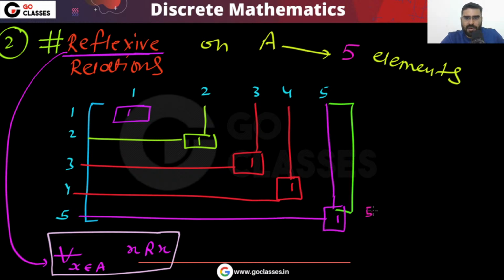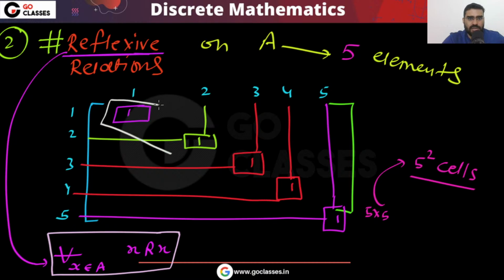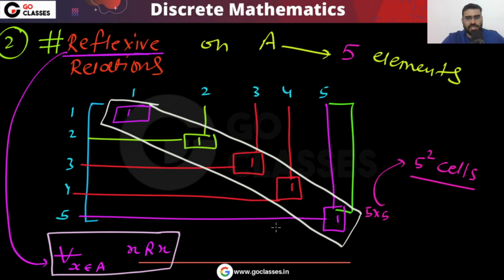So you can notice this is a 5 by 5 matrix. In this you have total 5 square, that is 25, cells. Out of these 5 square cells, you can see this diagonal is fixed. We cannot change the diagonal, right? This diagonal is fixed because we want to count the number of reflexive relations. So this diagonal should be all 1. The remaining cells can have 2 choices.